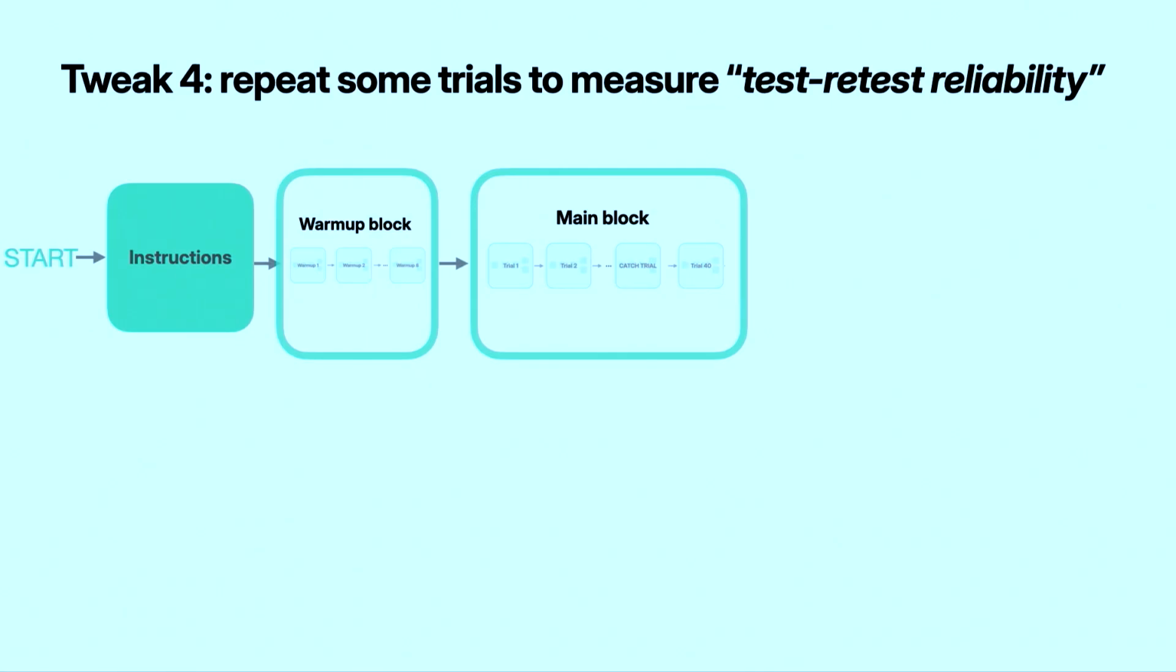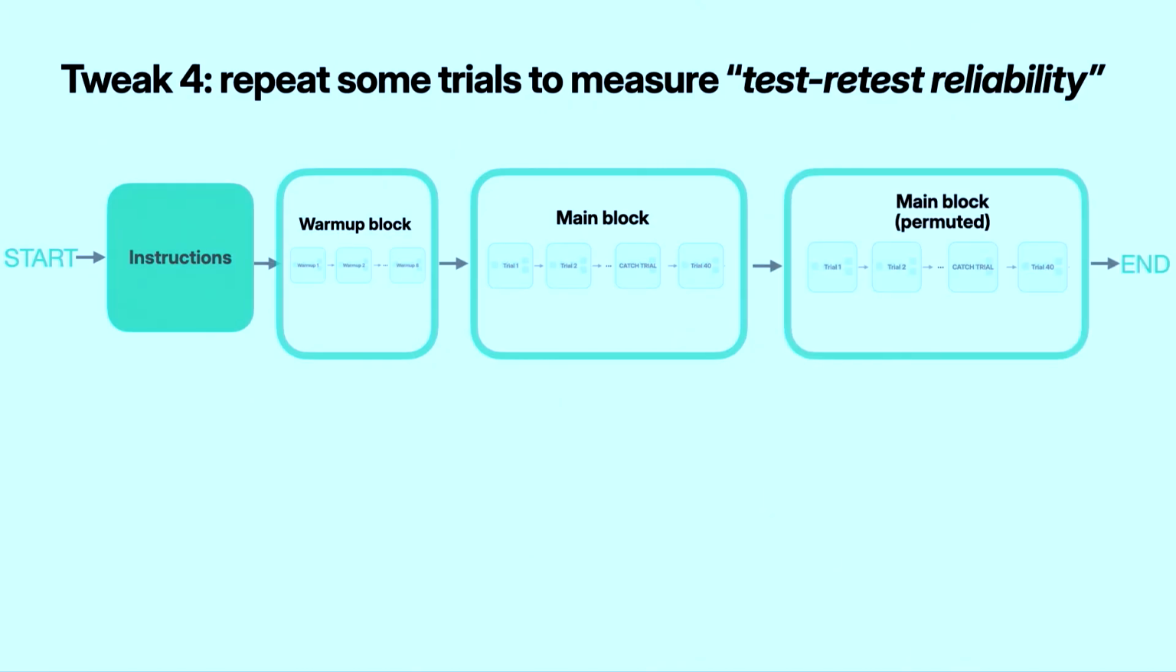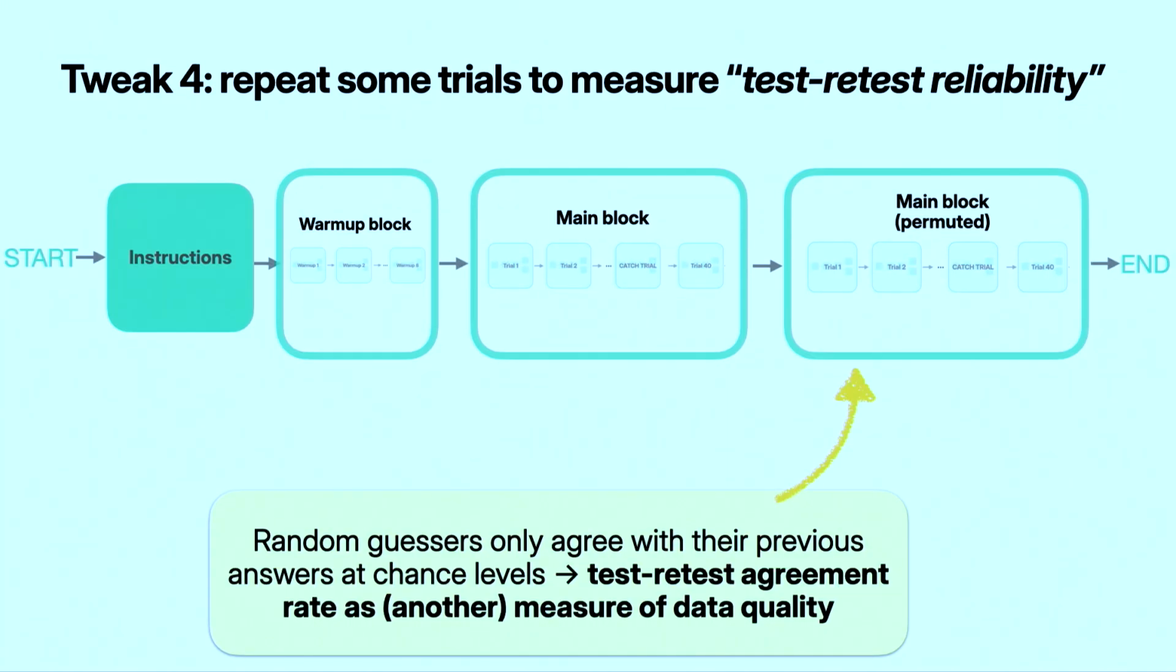Our last tweak is going to be to introduce another data quality measure, which is called test-retest reliability. This is also a really simple concept. It's a very useful trick you can use in your own tasks. Basically, we're just going to repeat some trials from the main block. And the logic here is that if you're randomly guessing, you're only going to agree with your previous answers at chance levels. So in this way, test-retest agreement rate is another measure of data quality that we're going to use in addition to the catch trials.